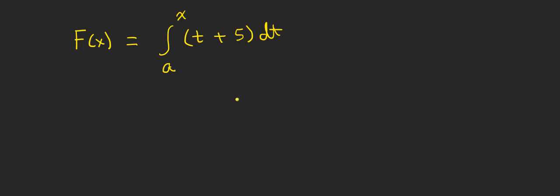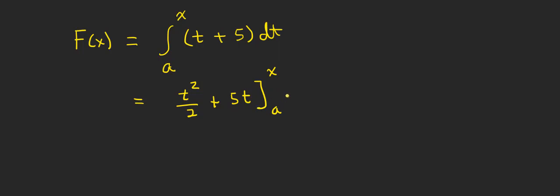In this video, we're going to talk about the fundamental theorem of calculus, the antiderivative part. So let's say you have f of x equals the integral of the quantity t plus 5 from a to x, where a is a constant and x is a variable. When you take the integral, you've got to take the antiderivative of the quantity t plus 5, and you get t squared over 2 plus 5t from a to x.